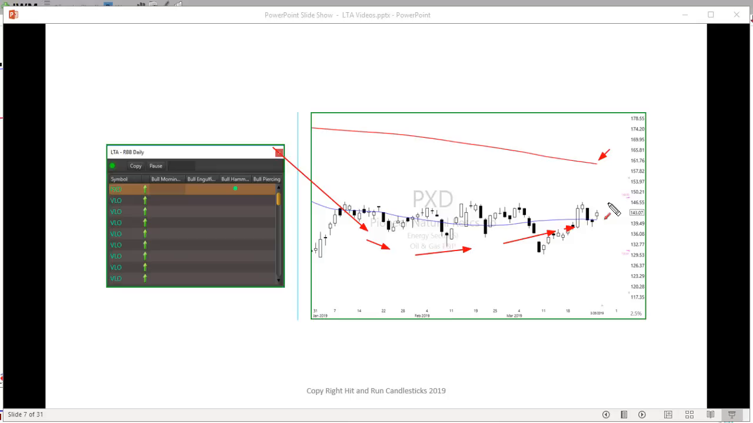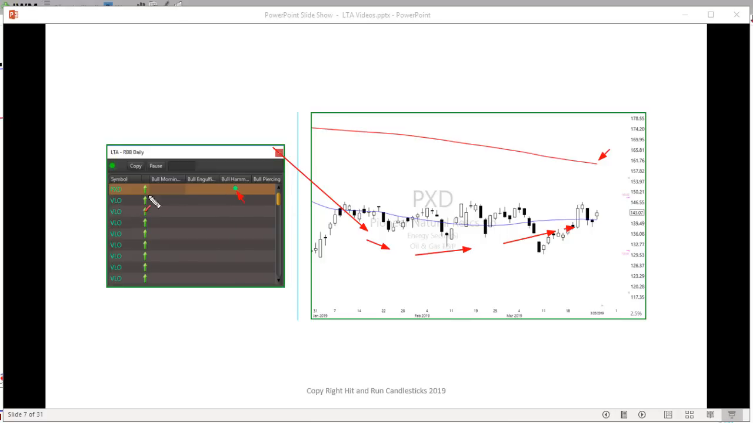I'm sorry, I said harami earlier. I think I meant hammer. I apologize. Hammer is what this is. And see that green dot right there? So it's a rounded bottom breakout. I've set up this alert so I can be alerted when whatever candlestick signal I have on this. And I've only got 1, 2, 3, 4 on here. I could put a dozen or 2 dozen if I wanted to.